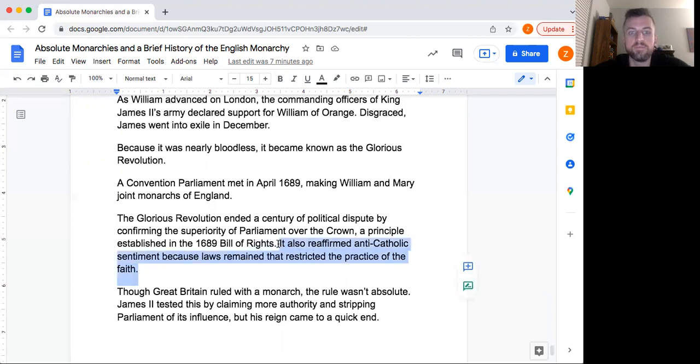It was very taboo for you to be Catholic. And you would not be shocked to know that one of the British colonies established was, in fact, a Catholic colony.